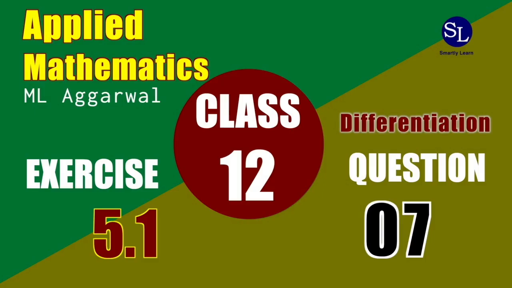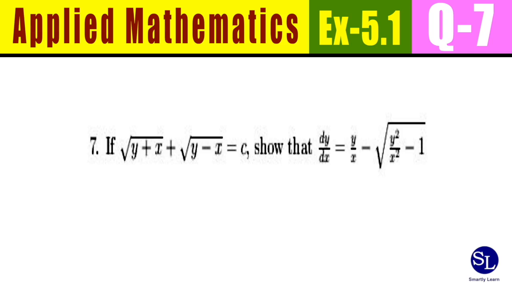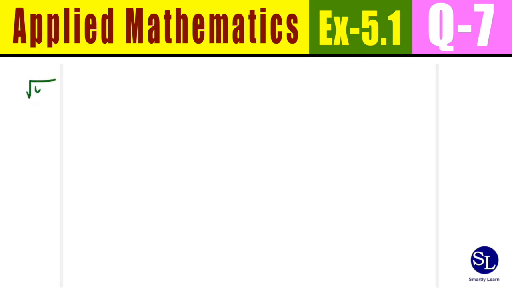In this video, let's see how to solve the seventh question in exercise 5.1. If root of y plus x plus root of y minus x is equal to c, show that dy by dx is equal to y by x minus square root of y square by x square minus 1. So let's first note down the expression that we need to differentiate, which is square root of y plus x plus square root of y minus x is equal to c. We are supposed to find dy by dx.